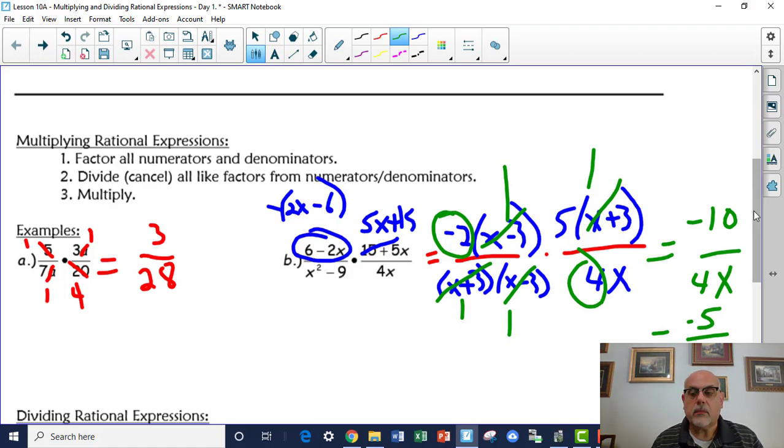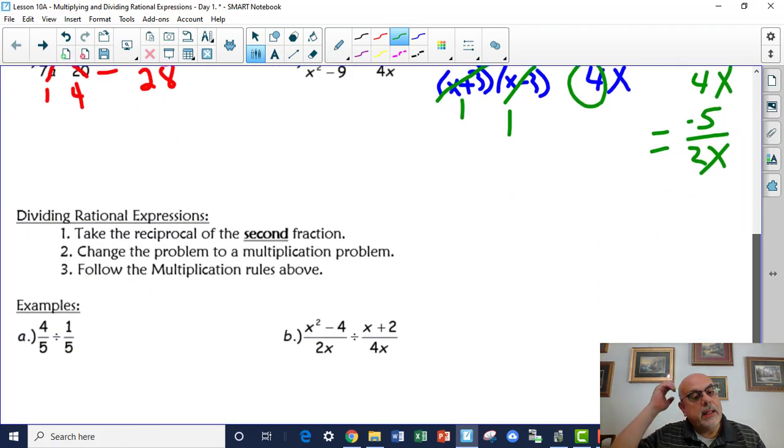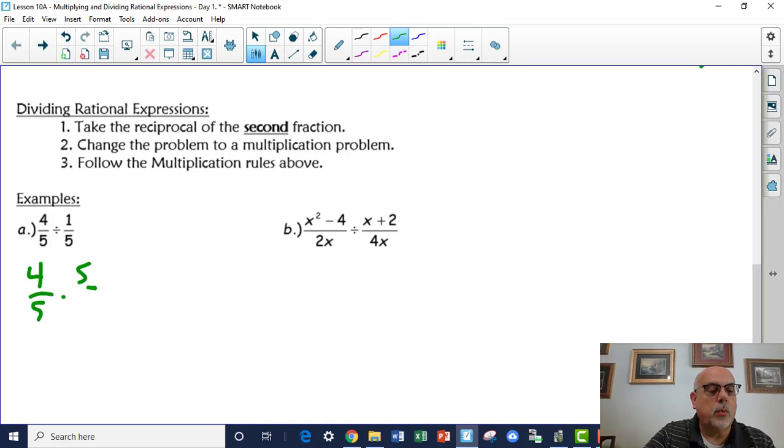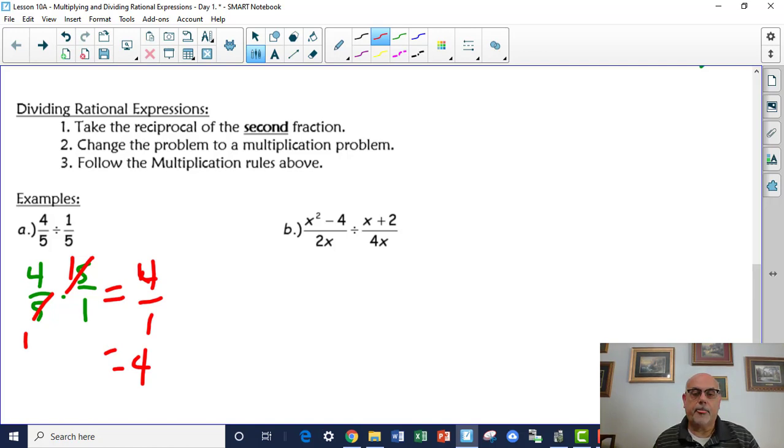Okay, so let's take a look at dividing. When you're dividing, you're going to take the reciprocal of the second fraction, so you're flipping that second fraction. Then you change the divide to a multiply, and then you follow the rules for multiplication that are above. So if we look at this, you have 4 over 5 times 5 over 1. Well, the 5's divide into each other once, and when you multiply across the top, you get a 4. Multiply across the bottom, you get a 1. Final answer is 4.